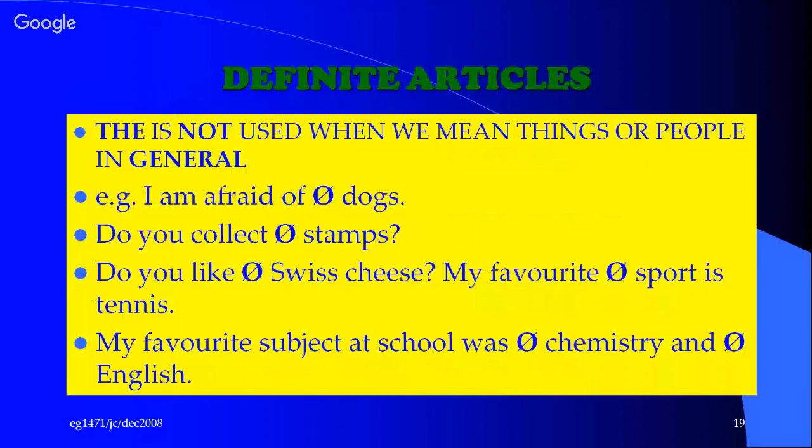Definite articles. The is not used when we mean things or people in general. When we are talking about the whole class, I'm afraid of dogs. So we're not talking about a particular dog. We're talking about dogs in general. Do you collect stamps? Stamps in general. Do you like Swiss cheese? Swiss cheese in general. My favorite sport is tennis. Sports in general. My favorite subject at school was chemistry and English. Again, names of subjects, no article.